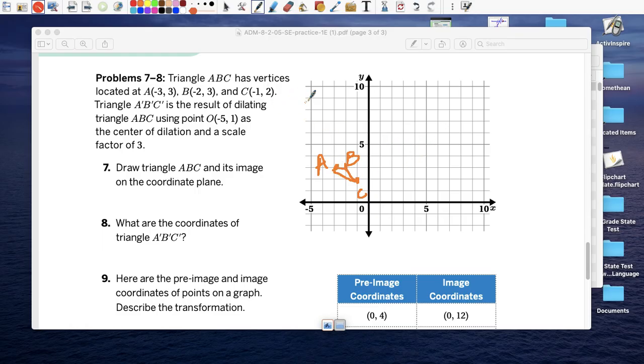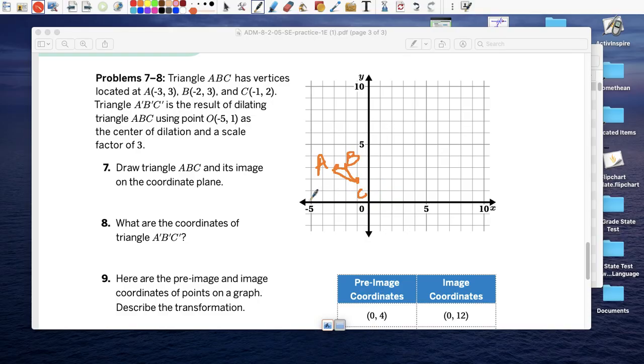And we want to dilate this. Oh, I see. We want to dilate this with a scale factor of 3. So this little triangle is going to be 3 times as big. All the side measurements are going to be 3 times as big. But the center of dilation is not 0, 0. It's negative 5 and 1.